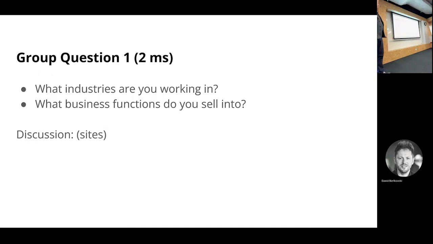So what industries are you working in? What business functions do you sell into? So we already heard law, and you're selling to the CEO as a sort of all-in-one service of some kind. What are some other industries that we're selling into in the room here? So anyone selling into manufacturing? What about utilities and energy? Anyone in utilities, energy? What about retail e-commerce?